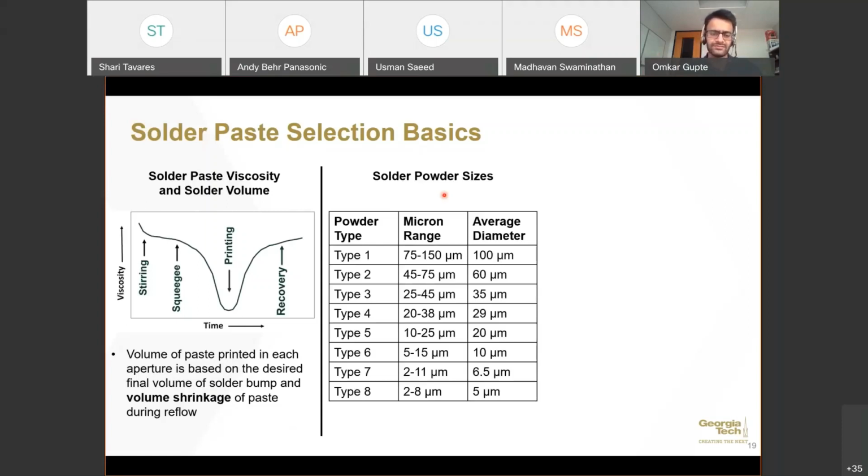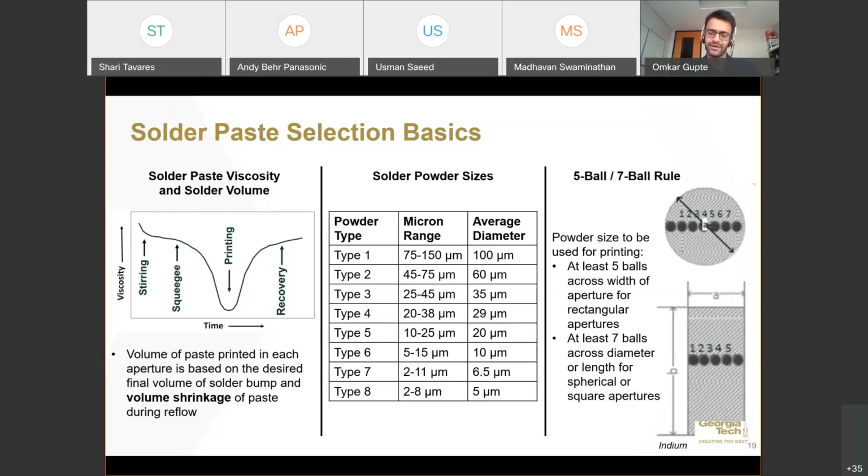The next thing to look at is the solder powder sizes. The solder alloy powder is essentially made of tiny solder particles, and these are the particle sizes that are usually commercially available from different vendors, and they are named as different types of solders. For instance, type 3 will have an average diameter of 35 micron, whereas type 7 will have an average solder particle diameter of 6.5 micron. Now, why is this important? It's because of the printing requirements, which come from the 5-ball or 7-ball rule.